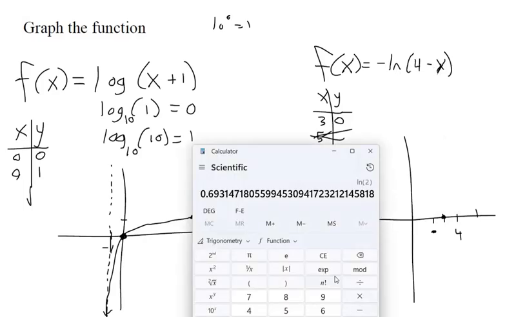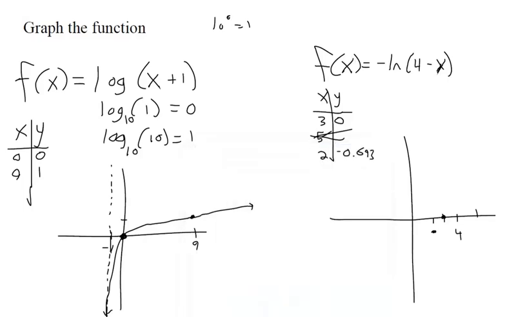So watch, if you do 4 minus 3.99999 and take a natural log, it's a negative number. The closer you get to 4, the higher this thing rises. So you should be seeing a graph that looks something like this. The vertical asymptote is pointing up this time. Okay, but go ahead and graph those in Desmos to get an idea for what the graphs of logarithms look like.